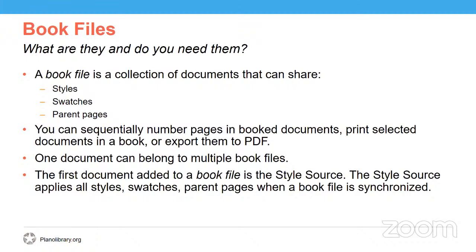The first document added to a book file is your consistent style source. So as we did last week, if we create a document that is purely all of our parent pages, all of our paragraph styles, character styles, you can actually apply that to any book file as your style source. So you're not having to redo the same work every single time that you go to format your book. The style source applies all of that consistently when you synchronize your book file. And today I'm hopeful that we'll get to that portion and show you how fun that it can be.